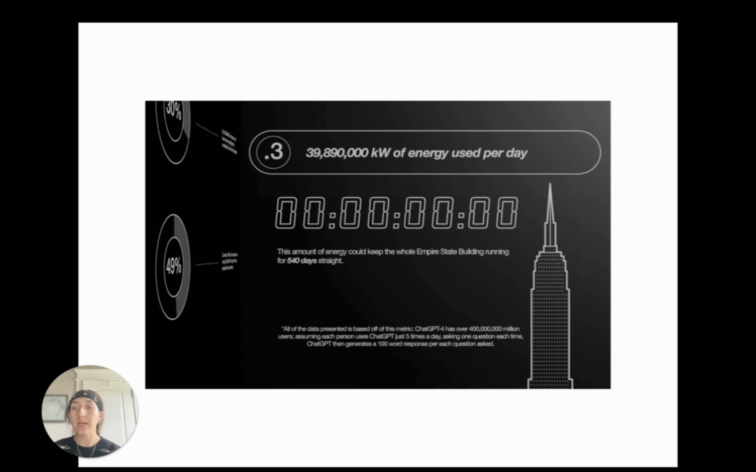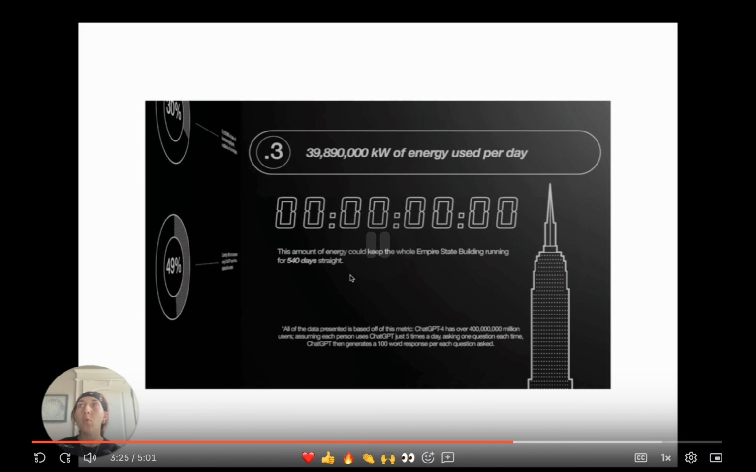All right, looking at my interactive element, it's actually two things. So the first would be the clock. The clock would run from the start of the exhibit to the hypothetical end of the exhibit if this were to be displayed in a real life setting. I wanted it to show the heaviness of the amount of time that truly passes with the phrase below it. So the wording that I have below reads, this amount of energy could keep the whole Empire State Building running for 540 days straight.